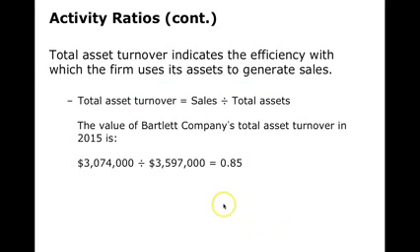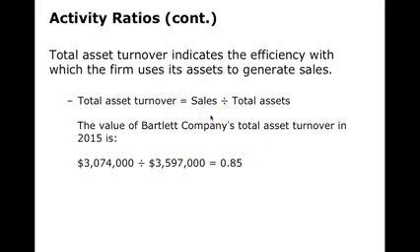Okay, so let's look at total asset turnover. And this is something from the Zoom simulation. Not all of these ratios, but all of these ratios are in the Zoom simulation. This looks like it's sales in relationship to total assets. So if we have sales of 3 million and assets of 3.5 million, we have a total asset turnover of less than 1. Which is not ideal.